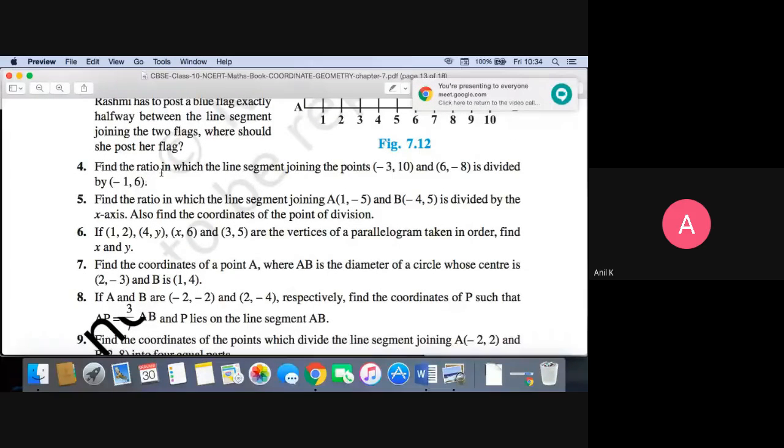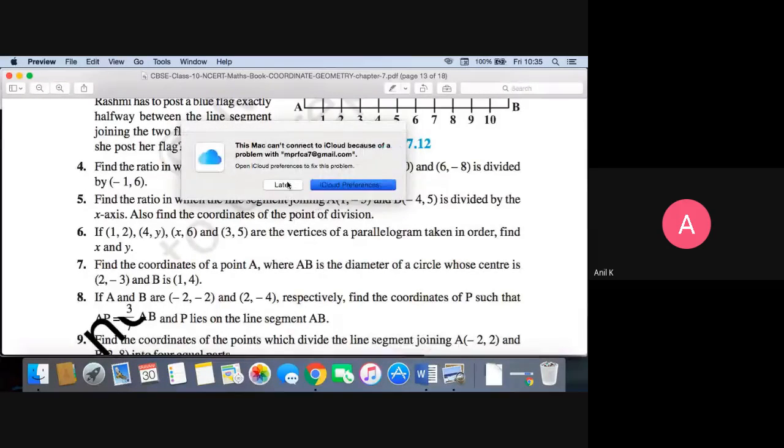Next, the fourth question. Find the ratio in which the line segment, so this is the point A and B, is divided by the point P. So the A point, B point, and P point are given. You have to find the ratio, and you can solve that one. Now you come to another type of question. Find the ratio in which the line segment joining the points A and B is divided by the x-axis. Also find the coordinates of the point of division. A is given, B is given. You have to find the ratio, and the line is divided by the x-axis. So that is one of the important conditions which we have.